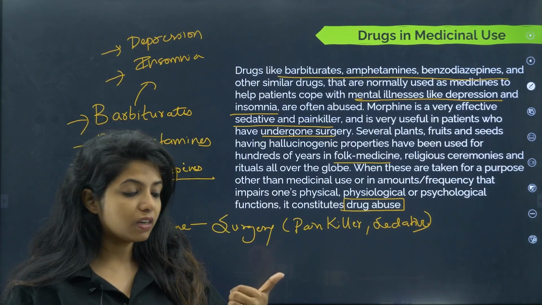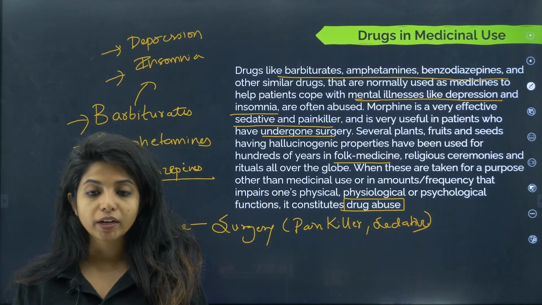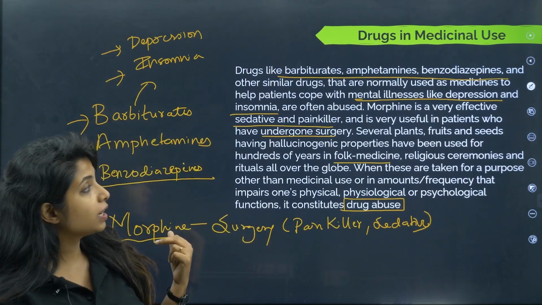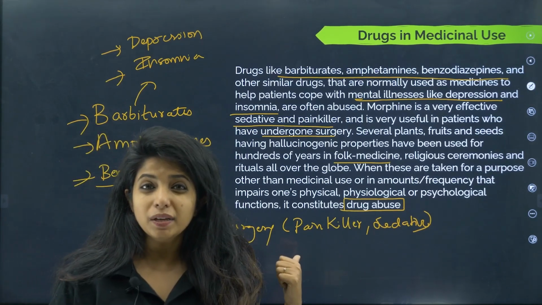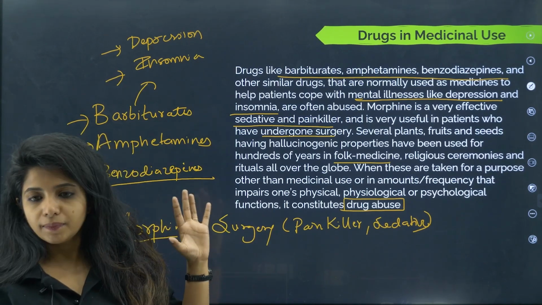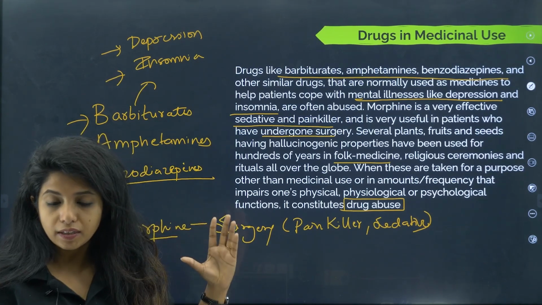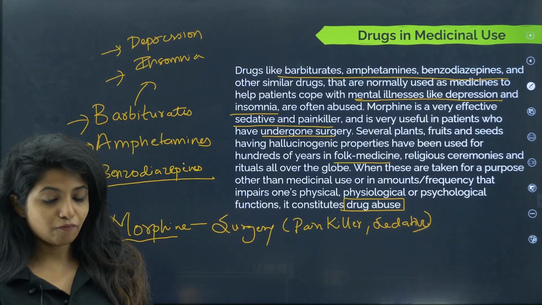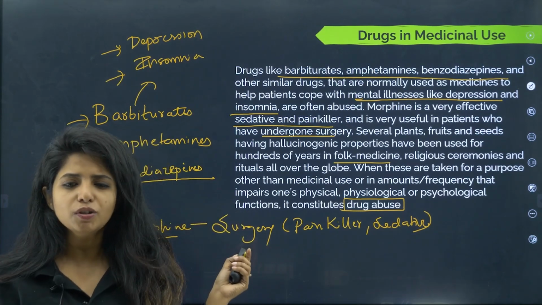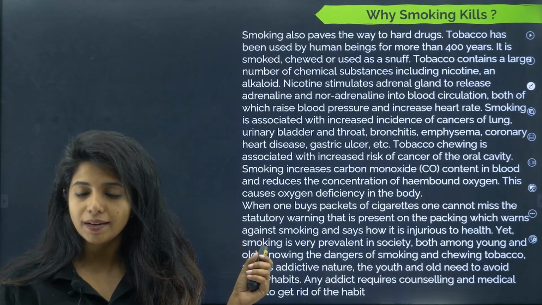So we learned about opioids, cannabinoids, coca alkaloids, and now we spoke about barbiturates, amphetamines, benzodiazepines, and also morphine. All of them have different work to do. You have to remember what those works are, and I hope you are able to understand it. Slowly read the concept and you will get it better.